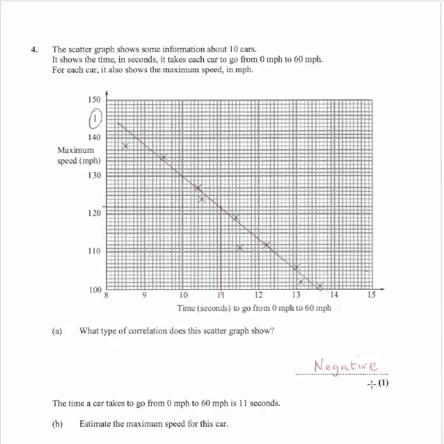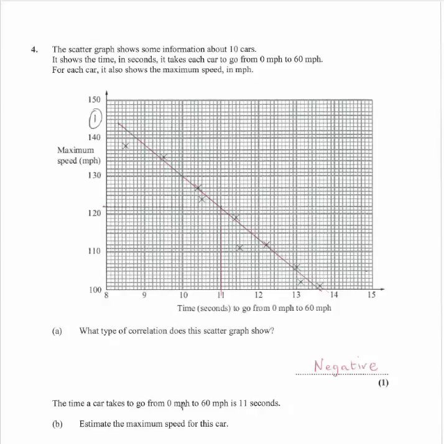A correlation is a connection. So no correlation means no connection. How fast does your car go and how big is your house? Probably no correlation. How tall you are and how big is your house? Probably no correlation. But here we've got a negative correlation because the faster the car is, the less time it takes to go from 0 to 60.